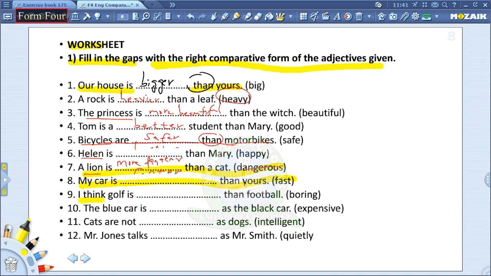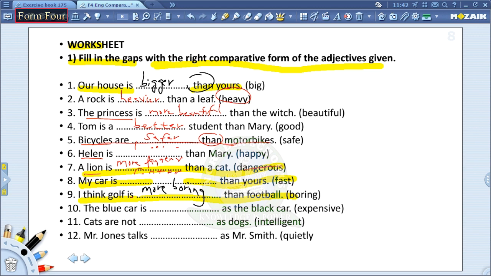I think golf is than football. We have boring. It has two syllables. So we need to use more boring, more boring. I think golf, to play golf, is more boring than football. If you have an adjective that ends in ing, we're going to use more or most in the comparative and the superlative.